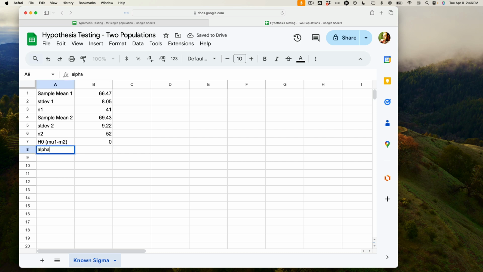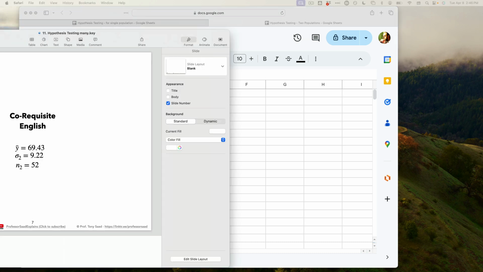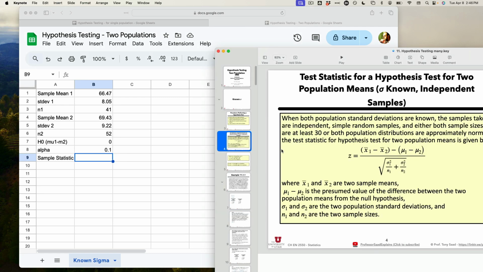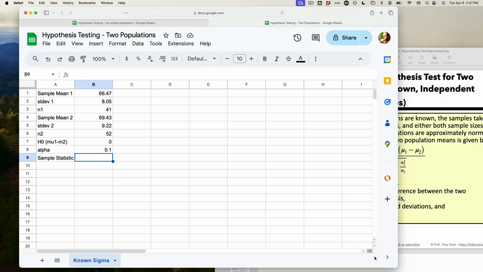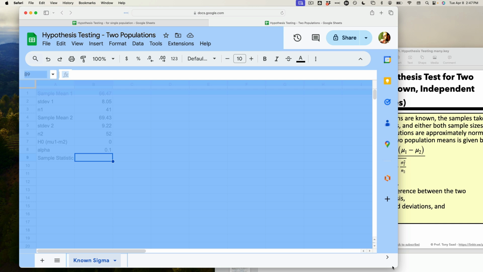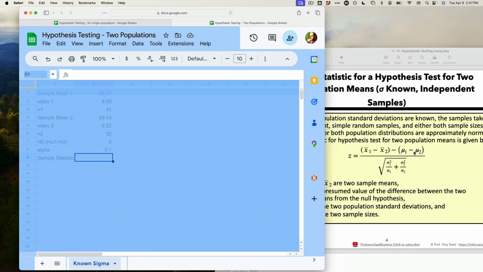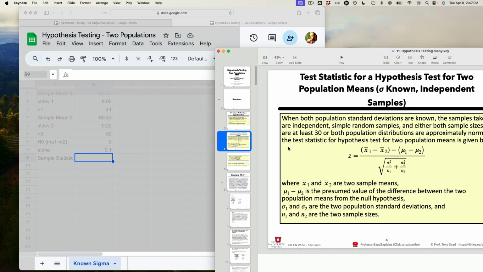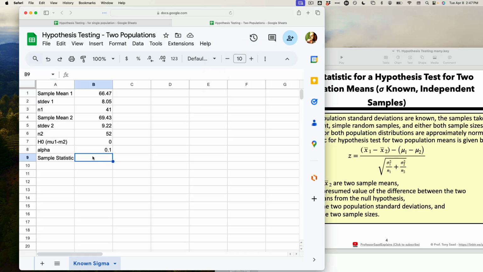And then my significance level alpha is, we said we wanted it to be 0.1, so 10%. And then finally, I do my sample statistic or test statistic. Let's move this window over here. So we had sample mean 1 minus sample mean 2 minus H naught, or mu1 minus mu2, over this guy. All right, so let's program this over here.